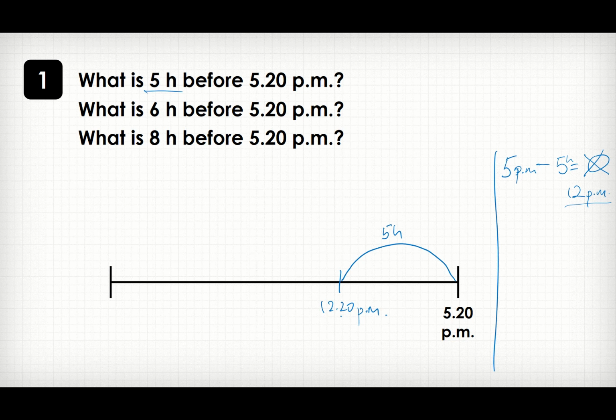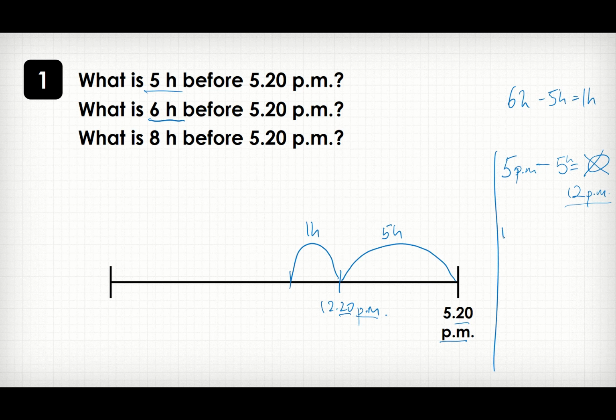Notice that the minutes don't change. 5:20 p.m. is in the evening, 12:20 p.m. is in the afternoon. Now, next question. What is 6 hours before 5:20 p.m.? 6 hours is 6 hours minus 5 hours, which is simply 1 more hour. So I want to go back another hour to find the answer.